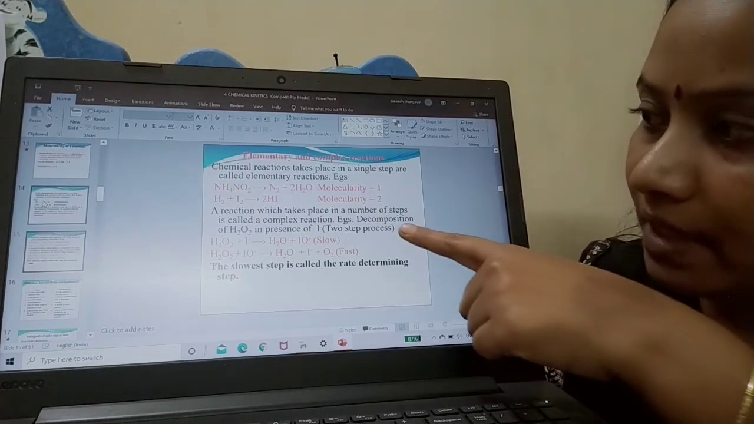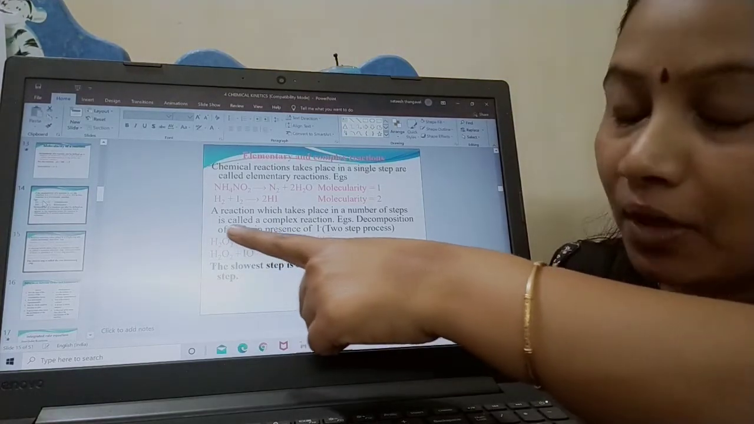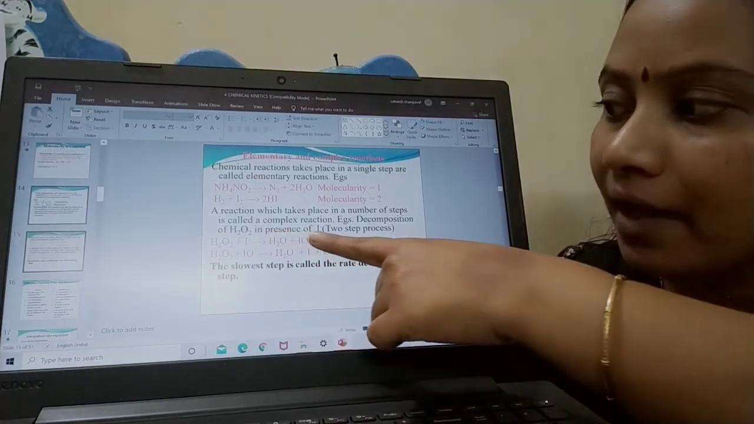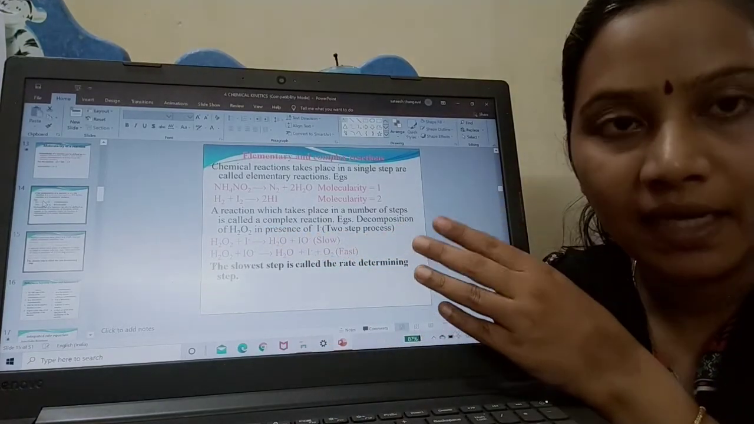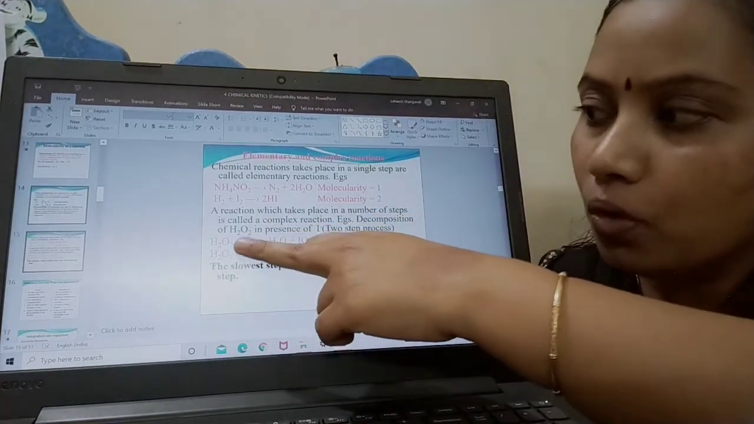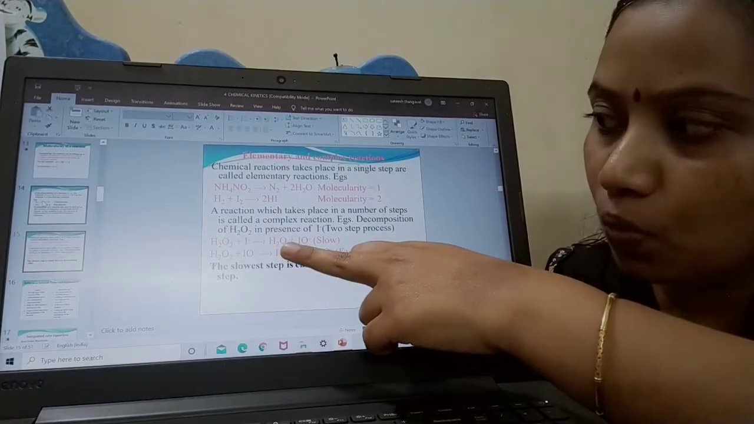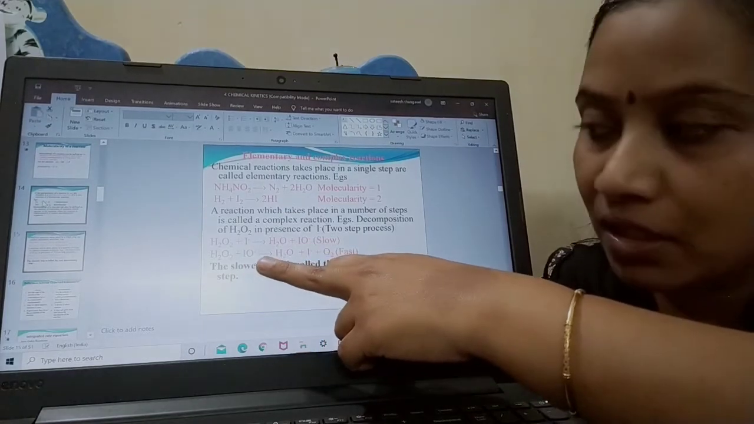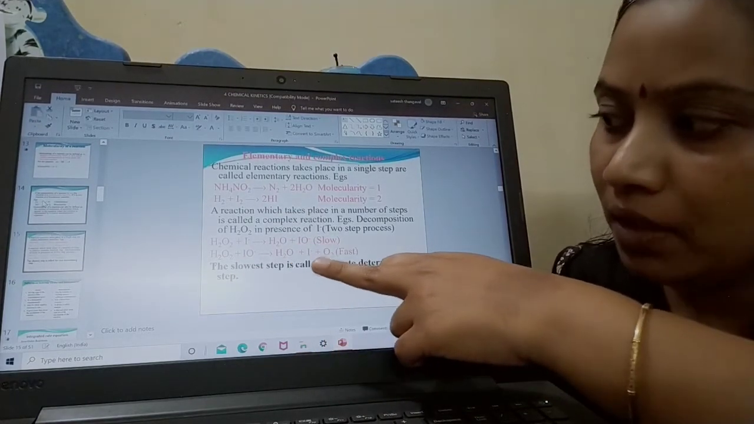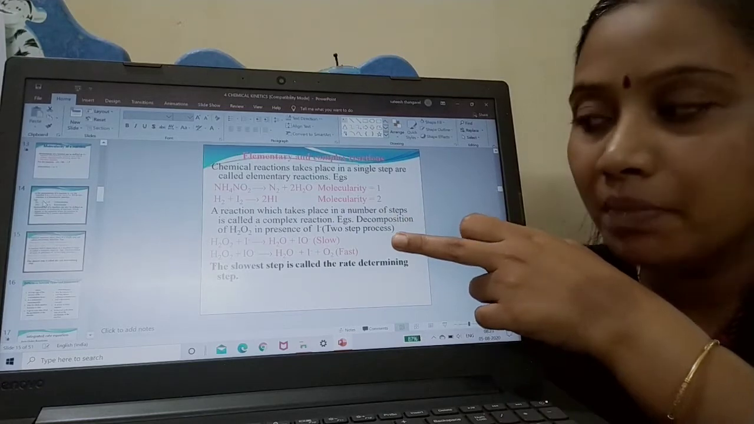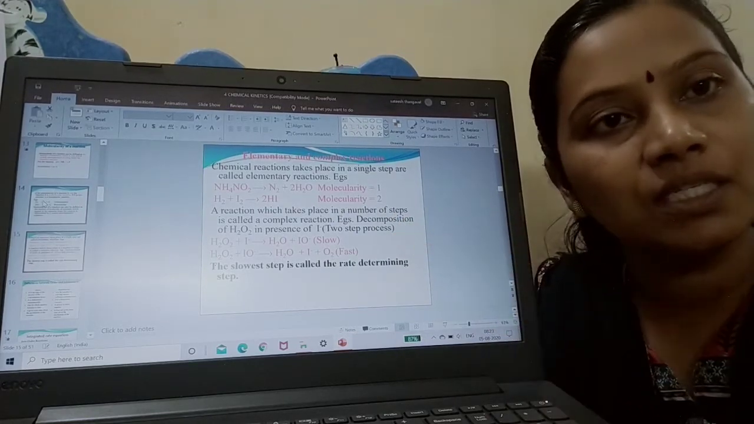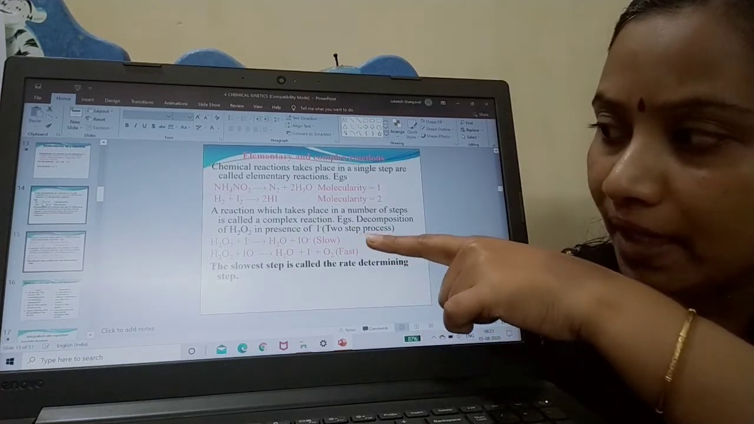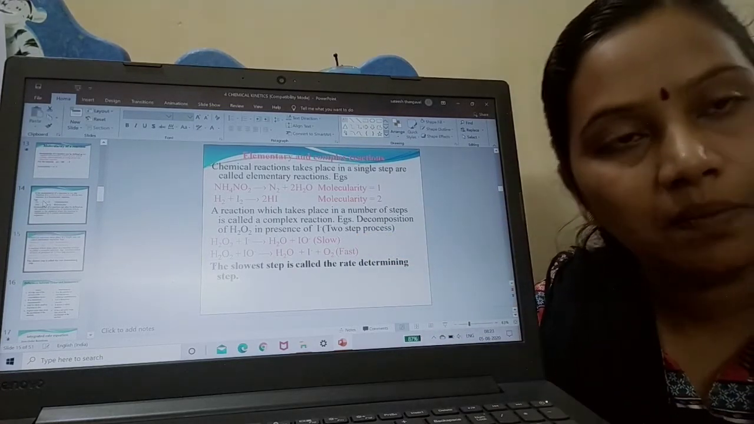Take the example of the decomposition of hydrogen peroxide. In the presence of iodine, the reaction happens. So H2O2 plus iodine gives rise to water plus IO. Again, water and IO react to give you water plus iodine plus oxygen. The first reaction may be slow and the second reaction takes place very fast to give you the products.